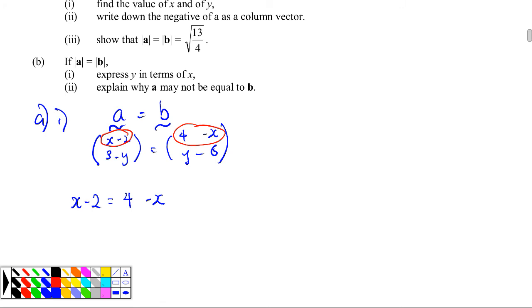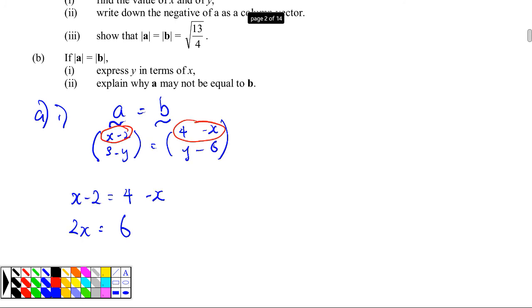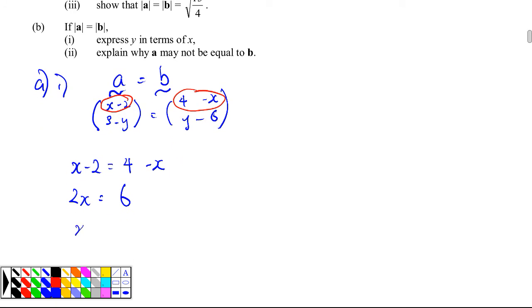Can I solve for x? Can. I bring the x over. I have 2x. I bring the negative 2 over, 6. So I have x equals 3. What about y? Same thing. Jared, you try?